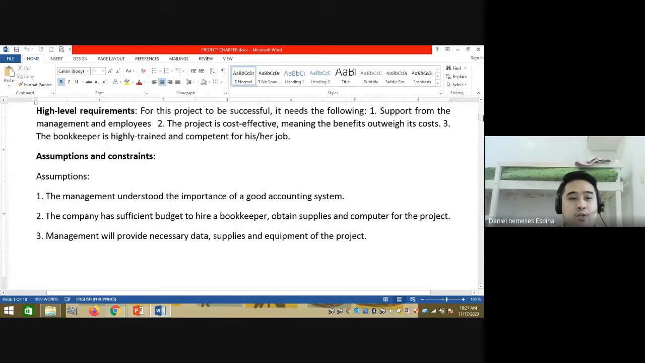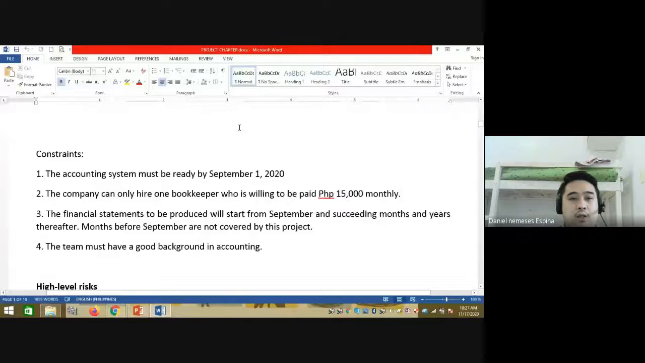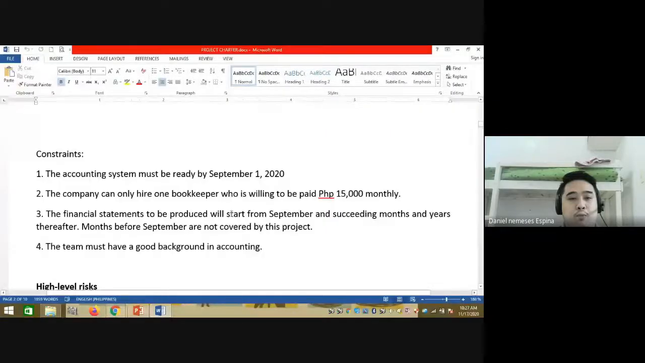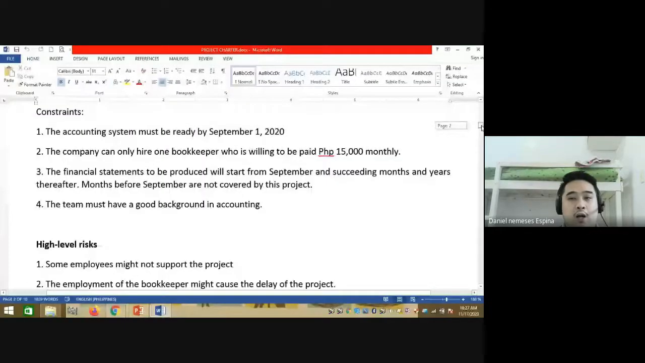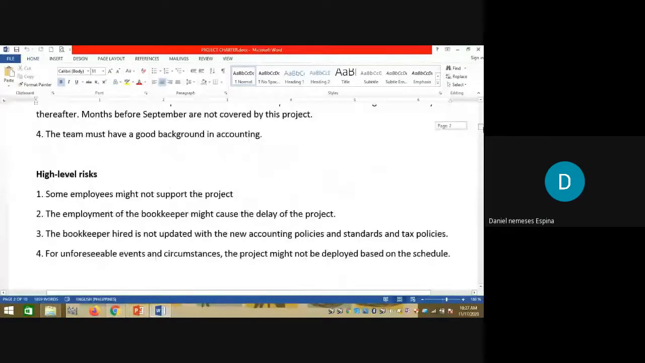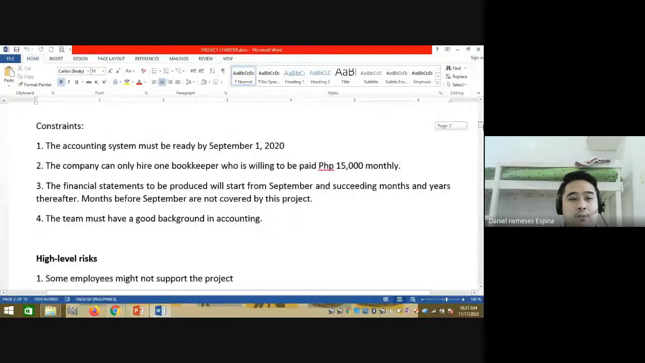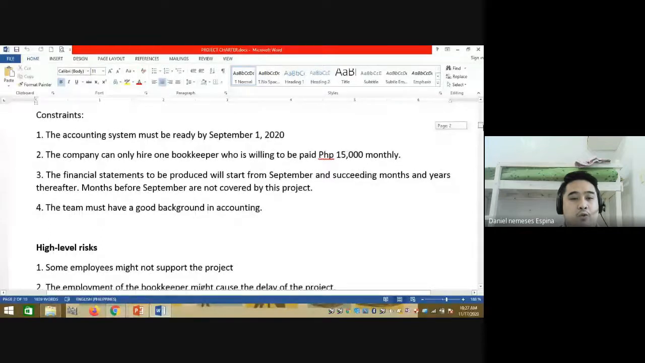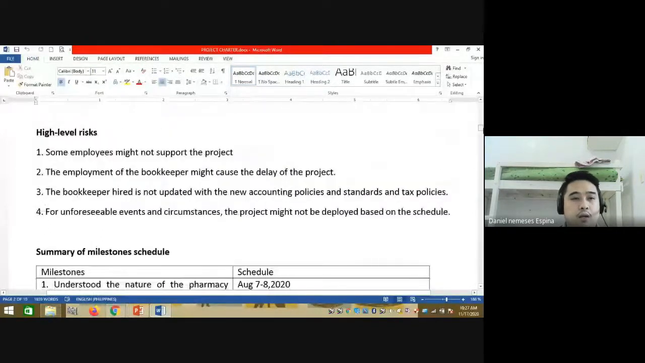Then I have the assumptions and constraints, the limitations. The accounting system must be ready by September 1. One bookkeeper can be hired at 15,000 monthly. Financial statements must be produced from September 1 and succeeding months. And then the team must have a good background in accounting. Of course, we are setting up the accounting system, so some or most of my team should have a good background in accounting.